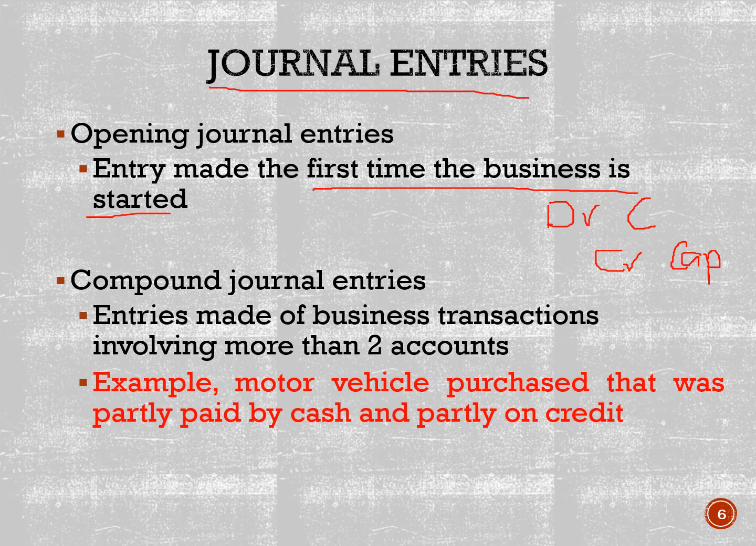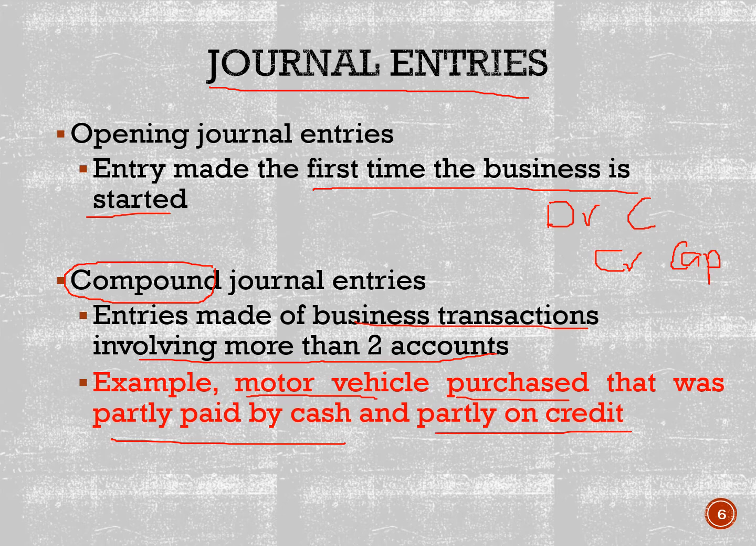For compound, maksud compound here, the entries made of business transactions involve more than 2 accounts. Contohnya, motor vehicles purchase that was partly paid by cash and partly on credit. So, kat sini ada berlaku 3 parties kan, ataupun 3 transaction yang berlaku.